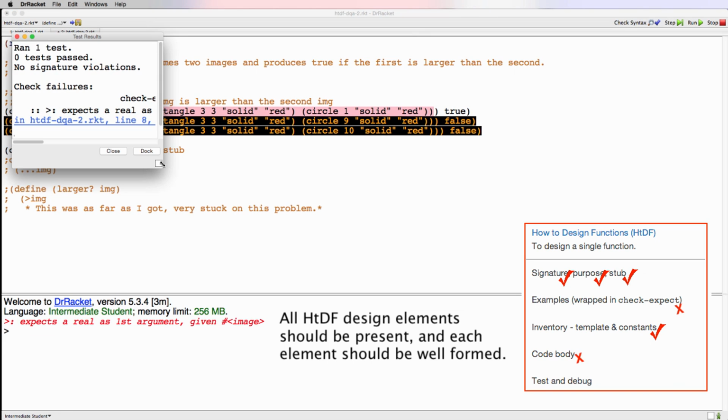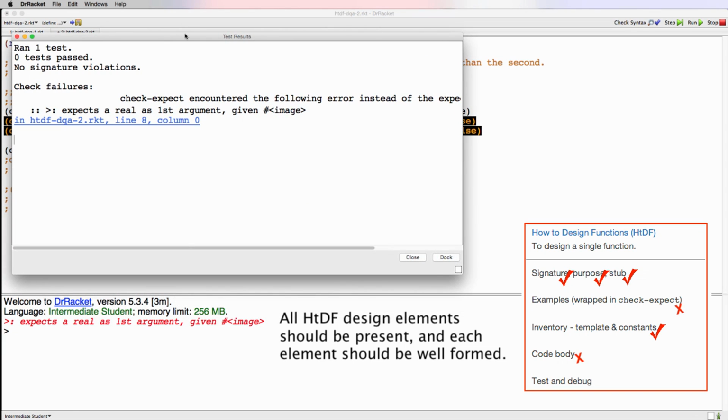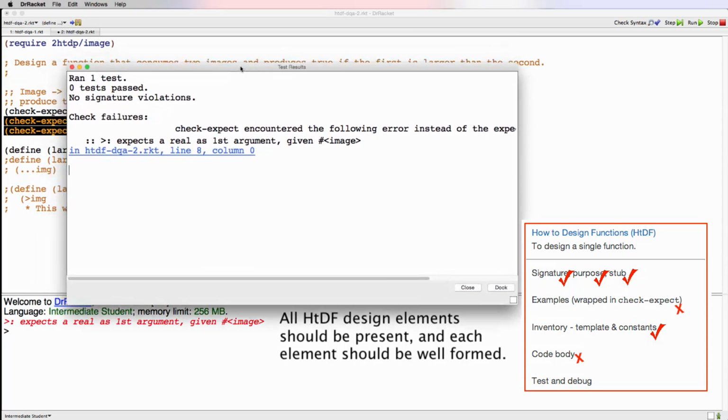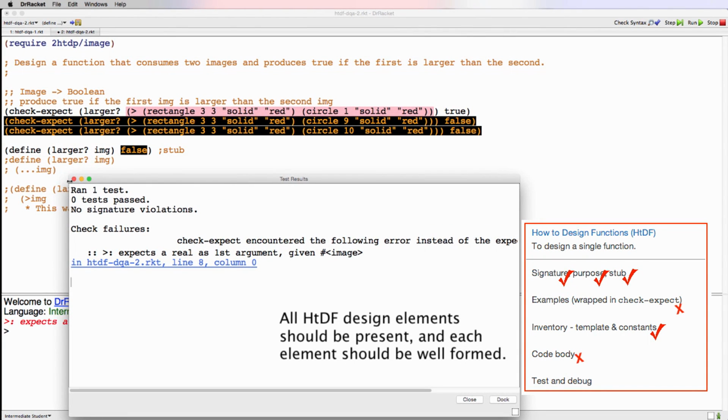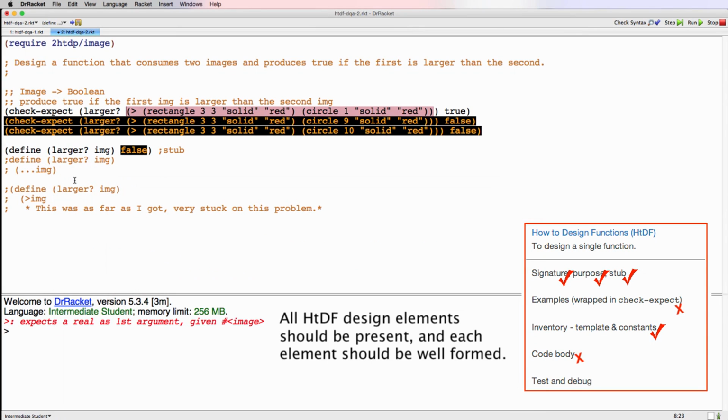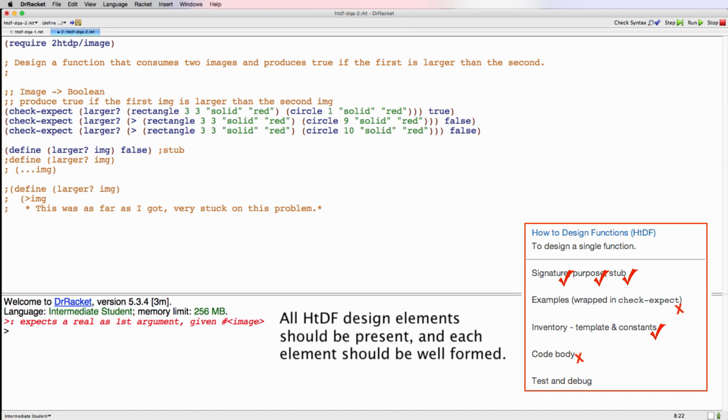And let's see, we've got another problem here. Greater than got an image as its first argument right there. Oh yeah, sure, the first argument to greater than is rectangle. Oh, we're calling our function with a call to greater than instead of with 2 images. This probably should be something like this. What I'm trying to show you here is something really important.